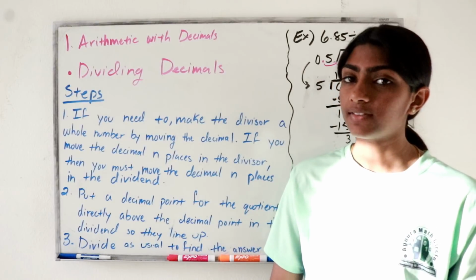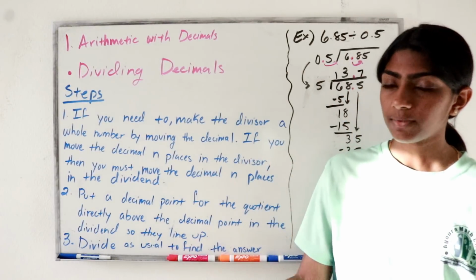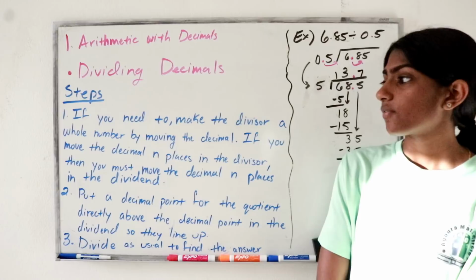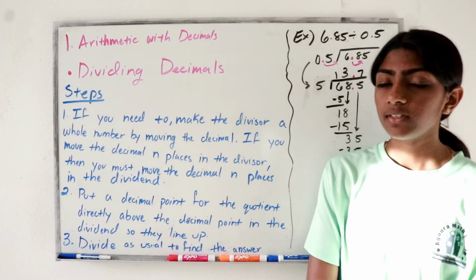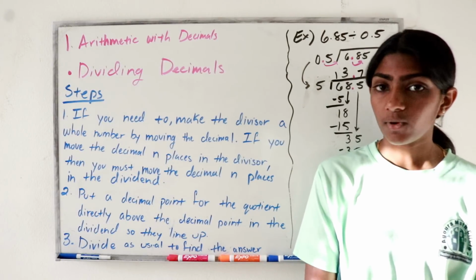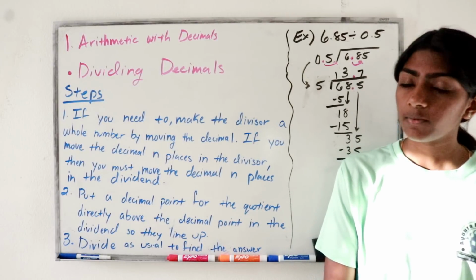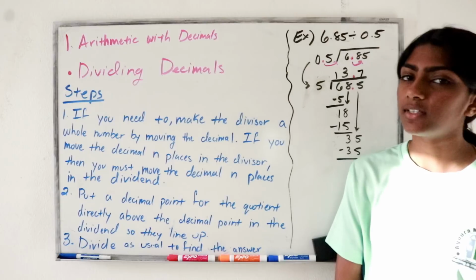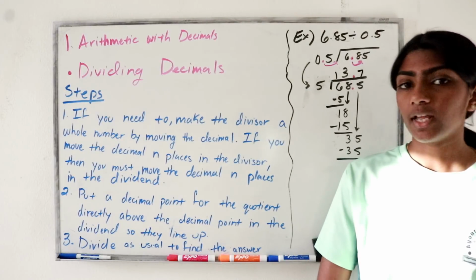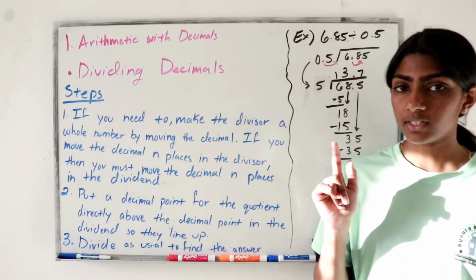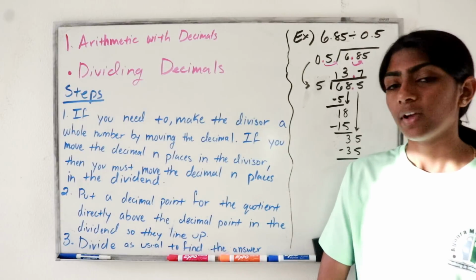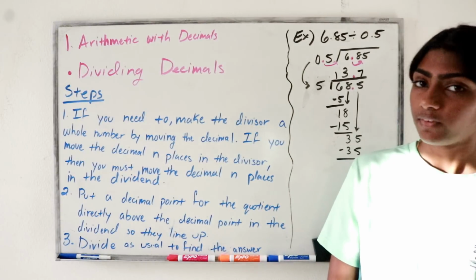So next, let's look at dividing decimals. There are also 3 steps for dividing decimals. For the first step, if you need to, make the divisor a whole number by moving the decimal point n places. If you move the decimal point n places in the divisor, that means you also have to move the decimal point n places in the dividend. The second step is to put a decimal point directly above the decimal point of the dividend for the answer. And finally, you're going to divide as usual and find the answer.